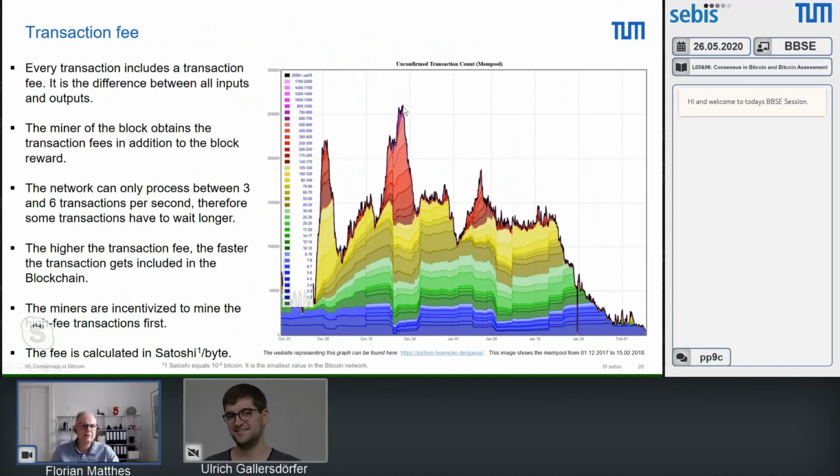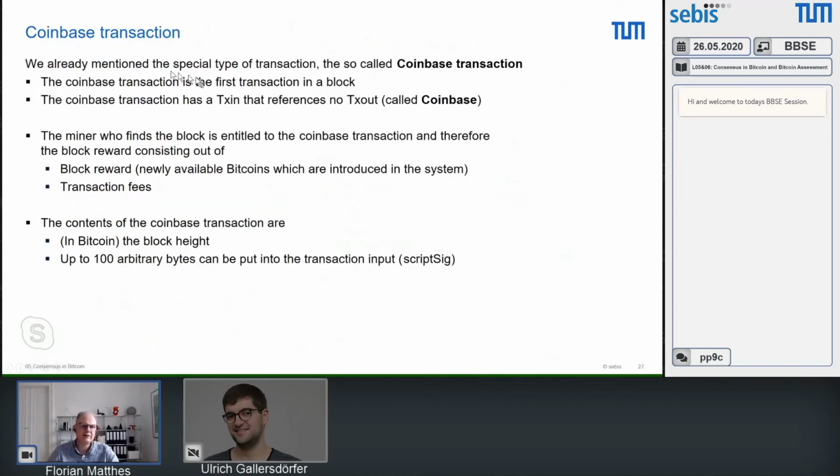Technically, this transaction fee is defined in the Coinbase transaction. That was transaction number zero, and the Coinbase transaction is the first transaction in the block, and it has no transaction input, so the transaction output can be freely set to the wallet of the miner. And so the miner can set this target address and put the money in his own wallet.